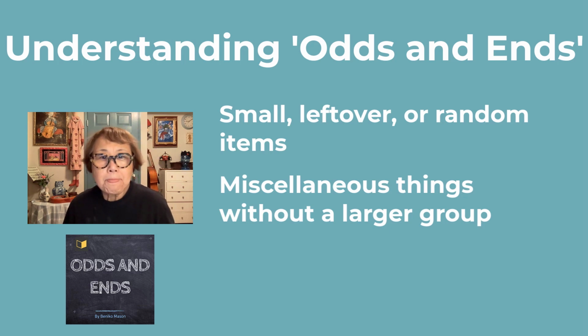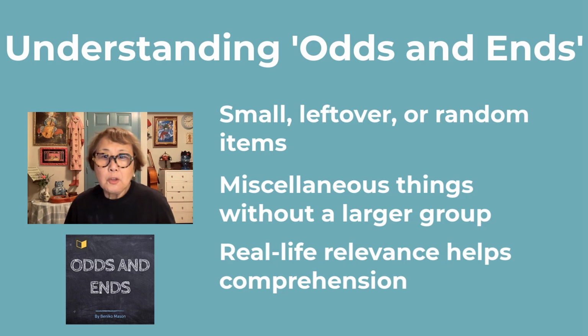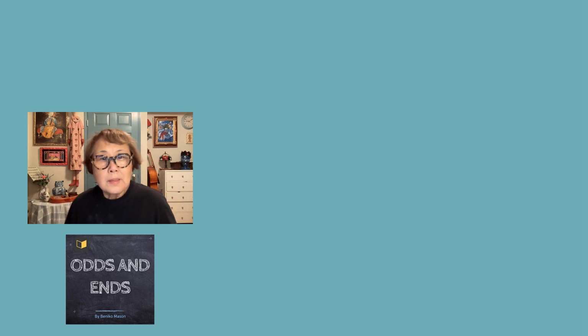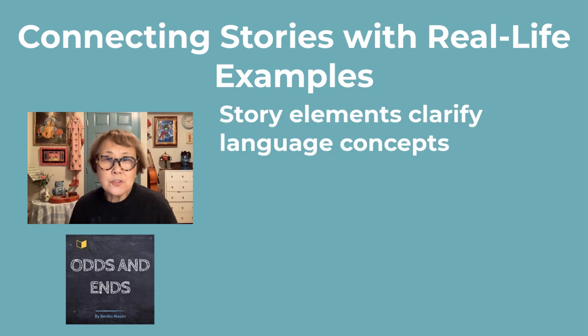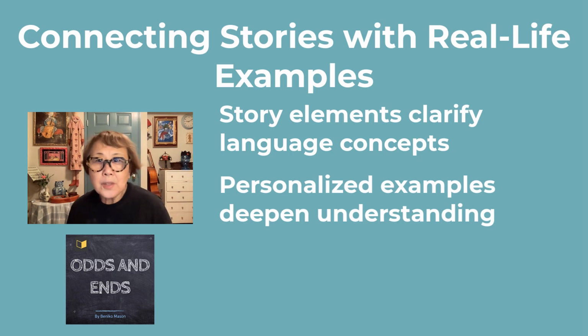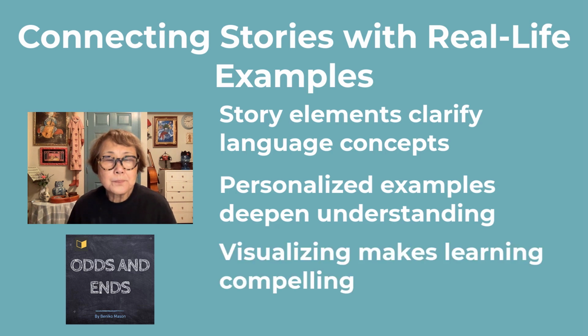For example, bits of leftover materials, small tasks, or random objects can be considered odds and ends. In this story, the odds and ends are represented by the thrown away flax that is tangled. To help students understand further, we could provide examples, such as number 1, in my drawer, I keep all sorts of odds and ends like old pens, buttons, and small tools.